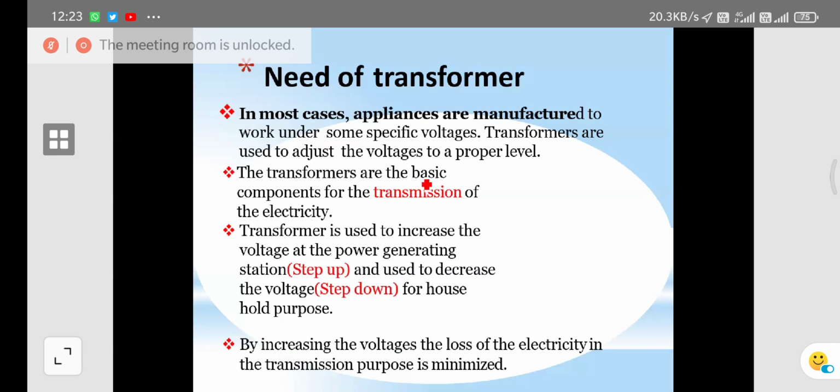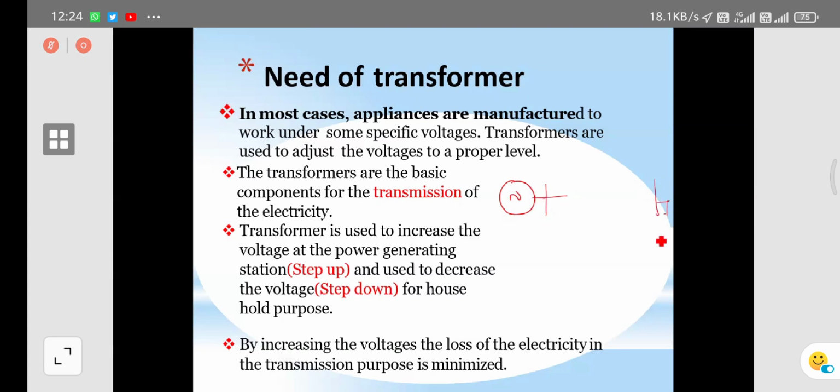Why? Suppose you consider the single line diagram like this: this is the generation or source side, and this is the load side. Here this is the step up transformer and this one is the step down transformer. Always remember, this is the generation line, this is the transmission line, and this is the distribution line.